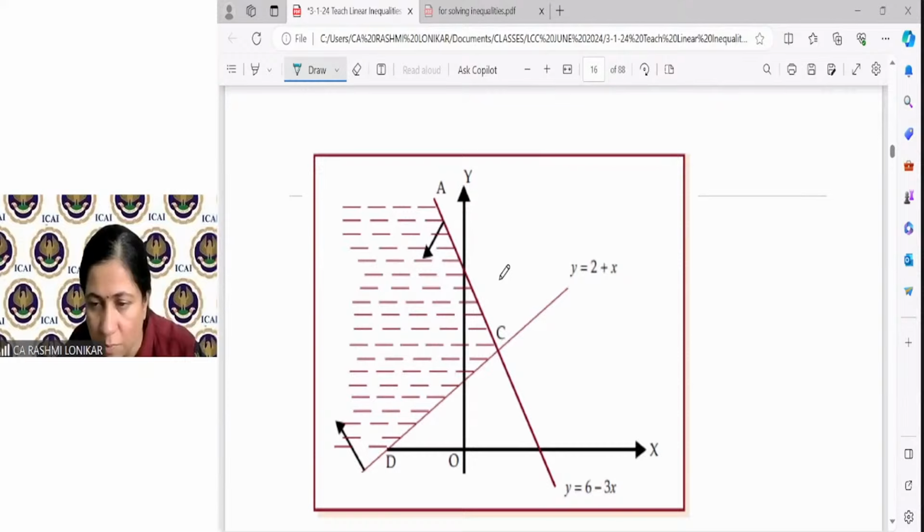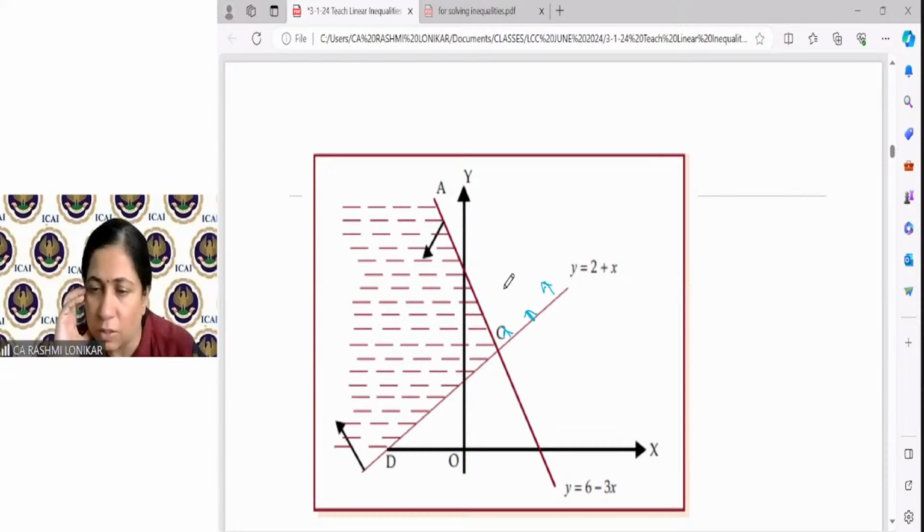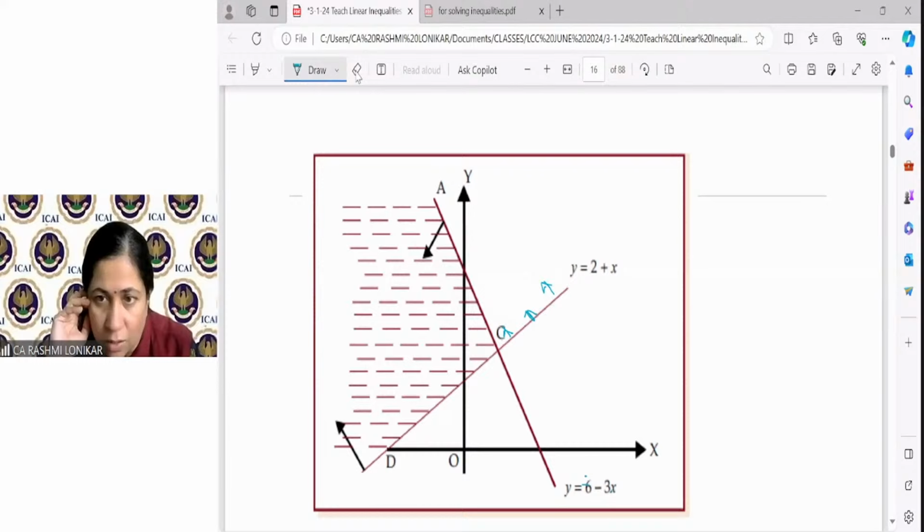So this was my y is equal to 2 plus x. So all the lines you remember were showing like this, but they have to satisfy both the equations. All the points have to satisfy both the equations. So once I have this, are they satisfying the equation y is equal to 6 minus 3x? No. Because this is the line and all the points will lie below them. So this is not going to work. So I will not be using these points.